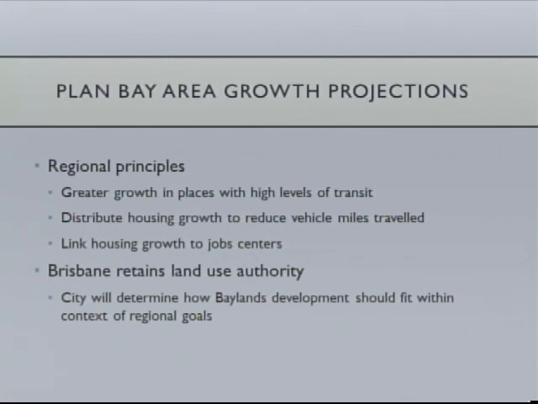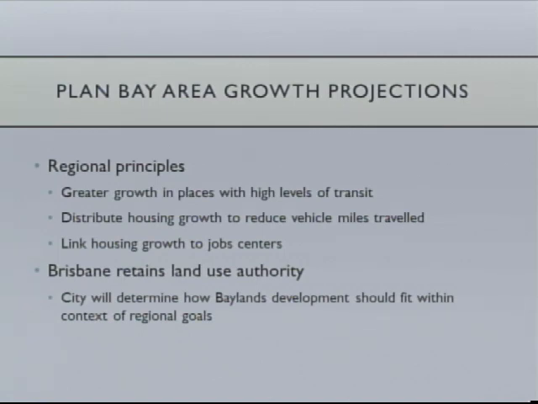And it is based on projections of growth, and a land use pattern that would achieve those greenhouse gas reductions. And it's based on a couple principles. One, that growth should be in places with high levels of transit rather than the continuing suburban expansion that is more typical of Southern California, but you've seen out in the Bay Area going out into the East Bay. That housing should be distributed within the Bay Area so as to reduce the amount of vehicle miles traveled.